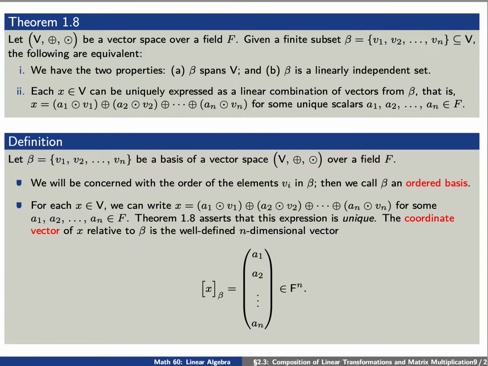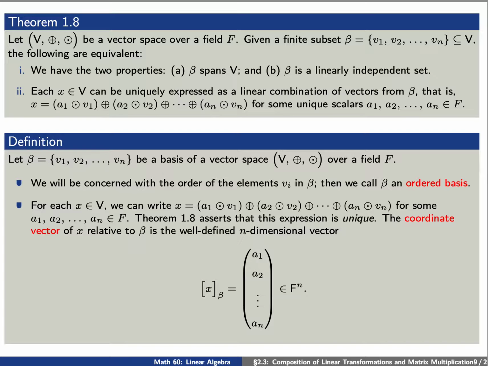Using this concept, if we have a basis beta, then first we're concerned with the order of the elements. We'll call this an ordered basis. That is, the element that we call the first element versus the second element will be important to us.